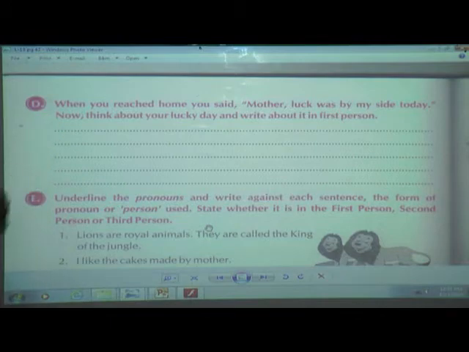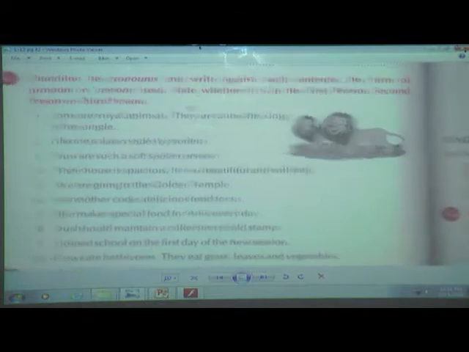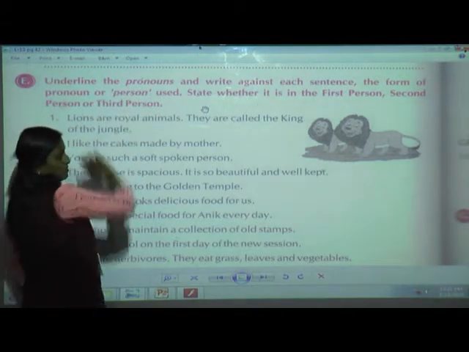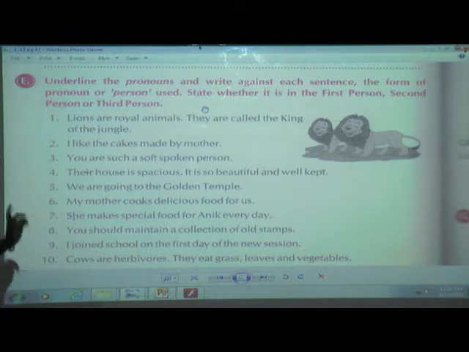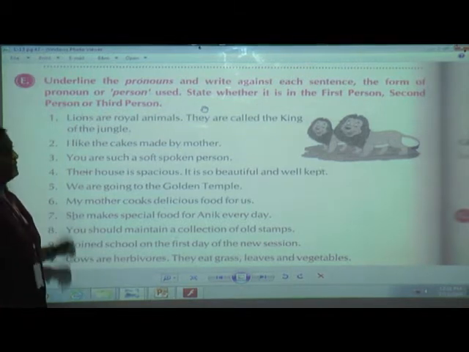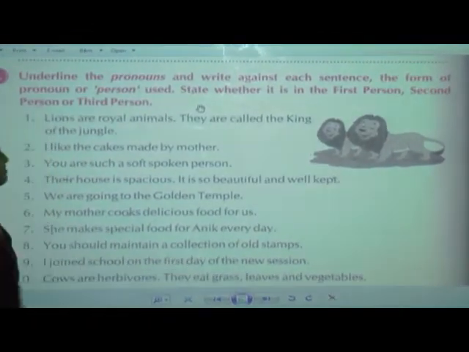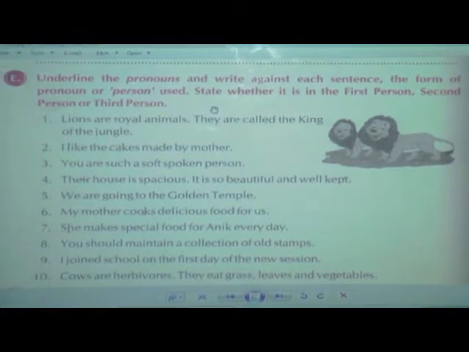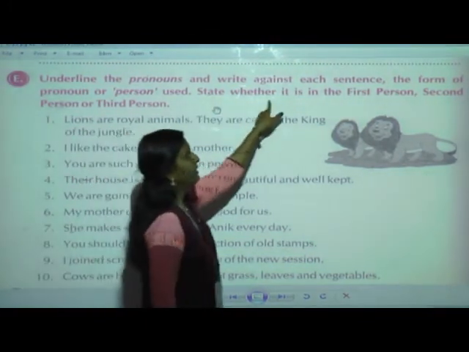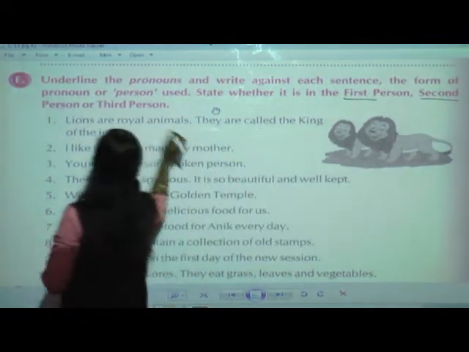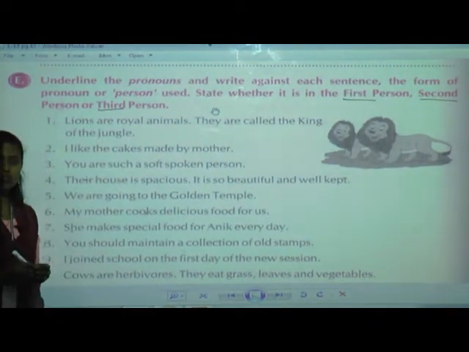Open exercise E. It is open only, I'll just read it out. Now here what do we have to do, students? Read that. Underline the pronouns. What is the first thing we have to do? First you have to recognize the pronouns, and then write against each sentence the form of pronoun or person used. For example, state whether it is in the first person, second person or third person. Understood, students, what we have to do?